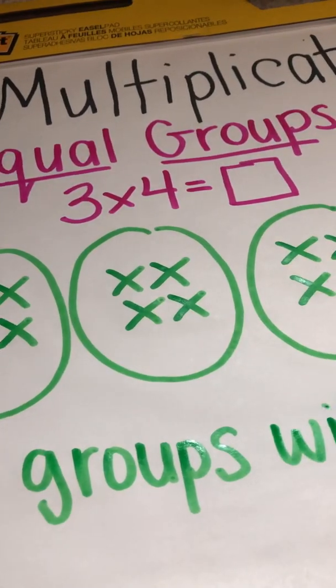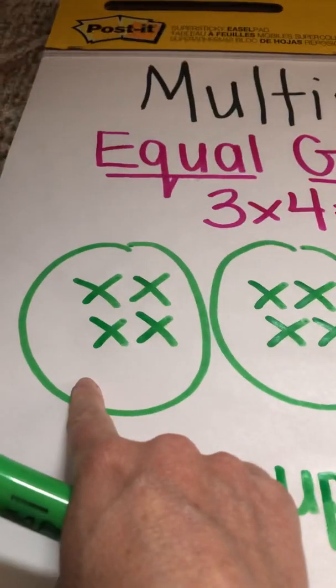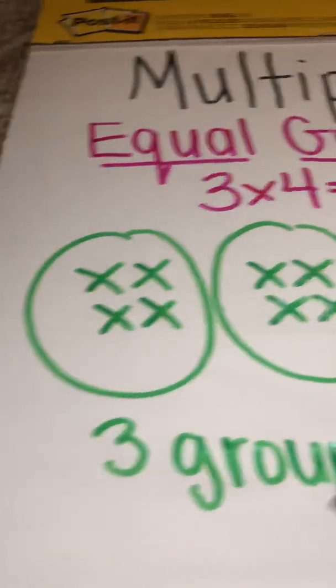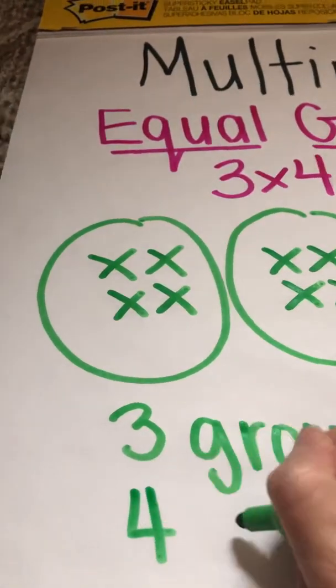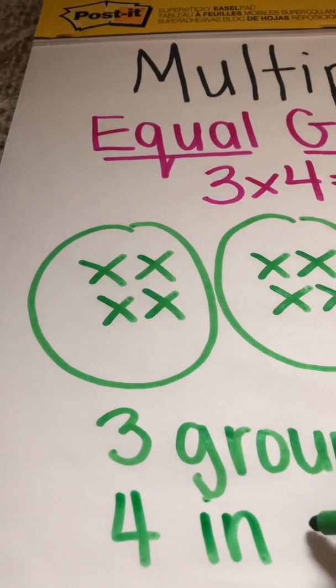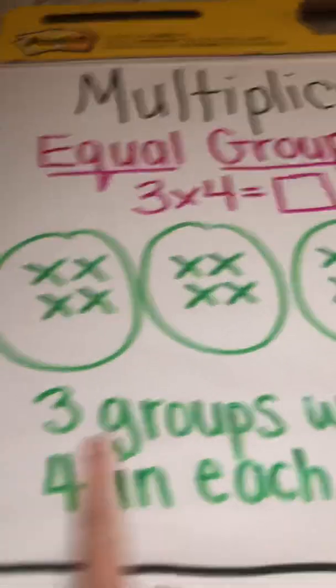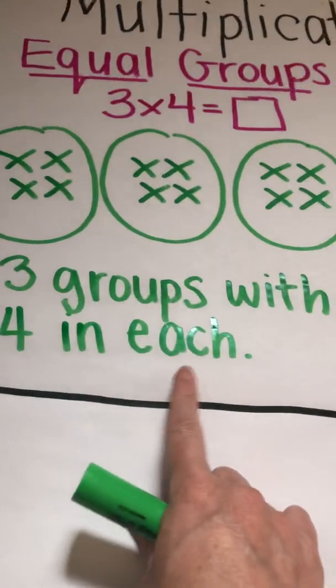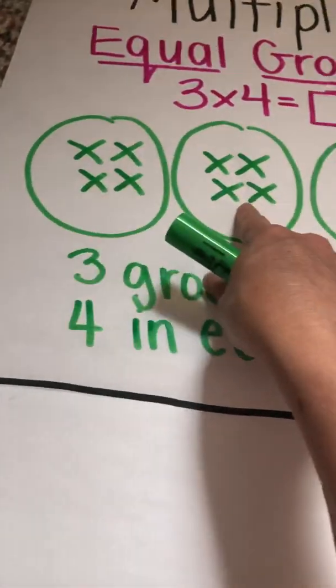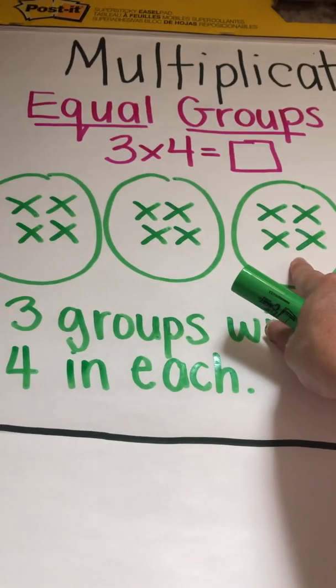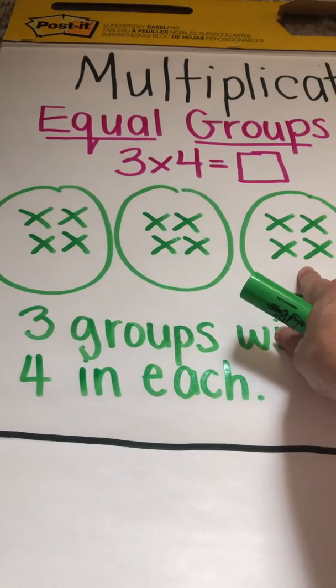So now I see that I have 3 groups with how many X's in each? I have 4 X's in each group. So I have 3 groups with 4 in each. 4, 4, 4. Therefore, I have equal groups.